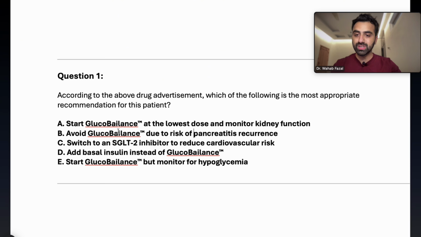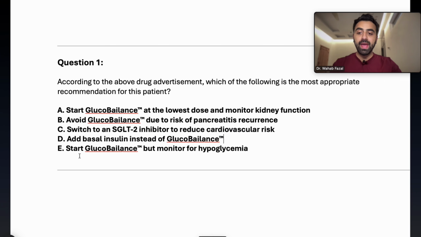Start glucobalance at the lowest dose and monitor kidney function. So kidney function might be something that we need to consider in this drug ad. Avoid glucobalance due to the risk of pancreatitis recurrence. Pancreatitis recurrence might be something that we need to take a look at. And then switch to an SGLT2 inhibitor to reduce cardiovascular risk. Cardiovascular risk, SGLT2 inhibitor. We want to see if we get some information according to this in the question. Add basal insulin instead of glucobalance. Got it. Start glucobalance but monitor for hypoglycemia. So right off the bat, we have a couple of things. We have information on what exactly to look for in this drug ad.